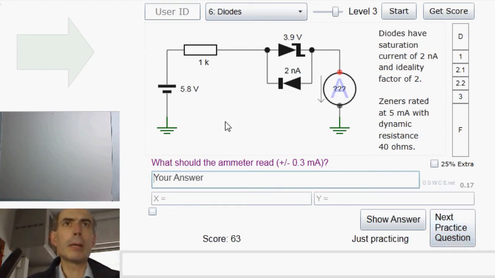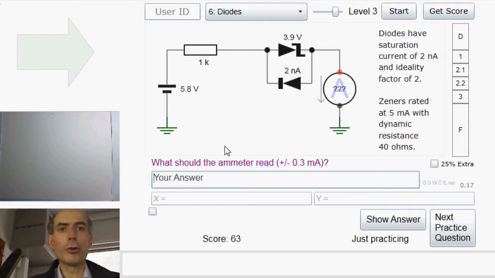Much better. Okay, we've got 5.8 volts here, and that is flowing through a Zener diode here in the forward bias direction. In other words, it's going to behave just like an ordinary silicon diode. The reverse biased ordinary diode here we can neglect. It's only going to take about, in this case, 2 nanoamps through it, which is going to be negligible compared to the current flowing through this Zener diode here.